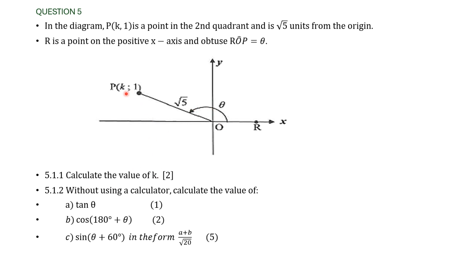So they want us to calculate the value of k, which represents x here of the 2 coordinates. Then without using a calculator, they want us to calculate the value of tan theta, cos, and sine. So assume you remember tan is y over x, cos is x over r, and sine is y over r, right? So let's go to the first problem. You can pause here, attempt whatever you can, see where you're making errors, so that once you identify those errors, you can then practice them out of you and get higher marks in the exam, right?